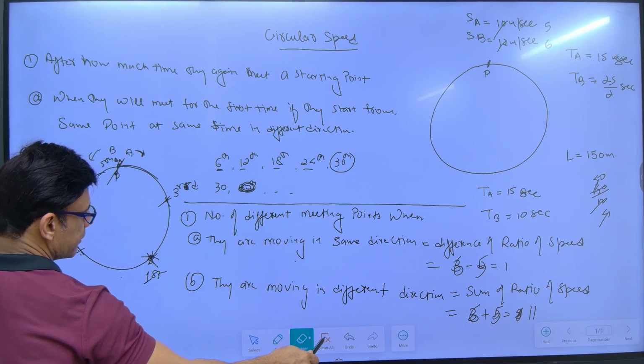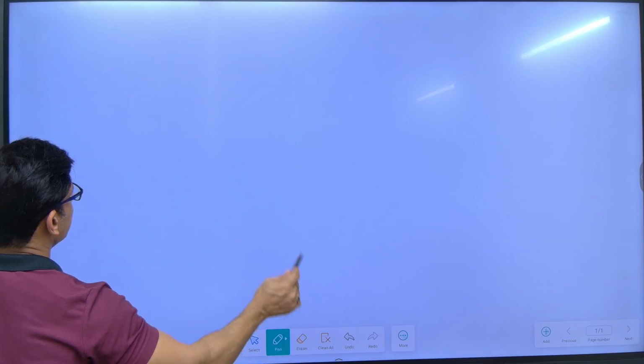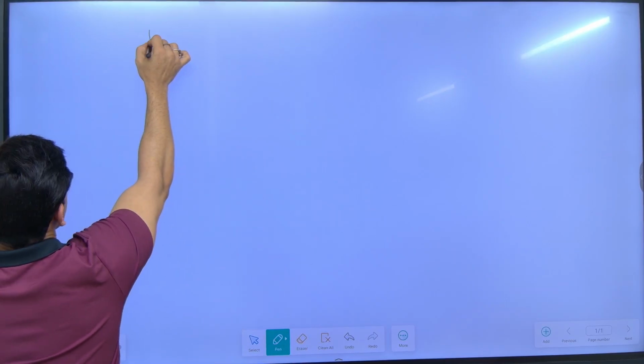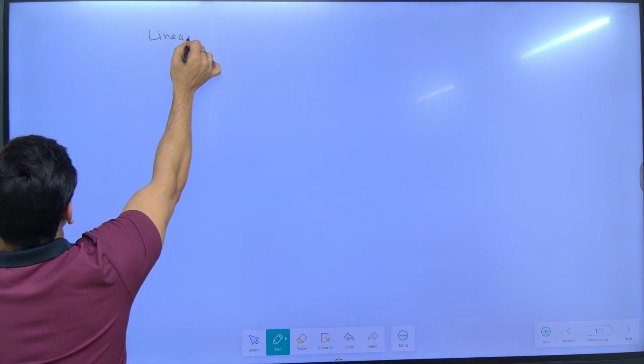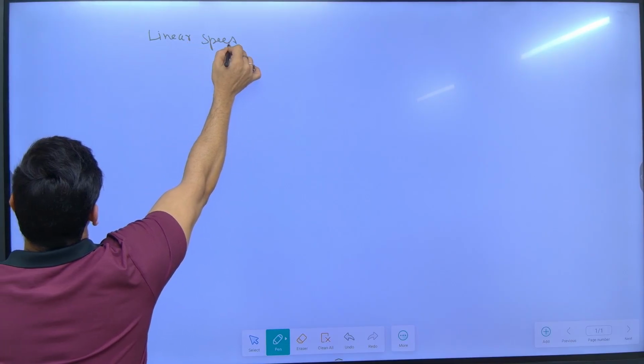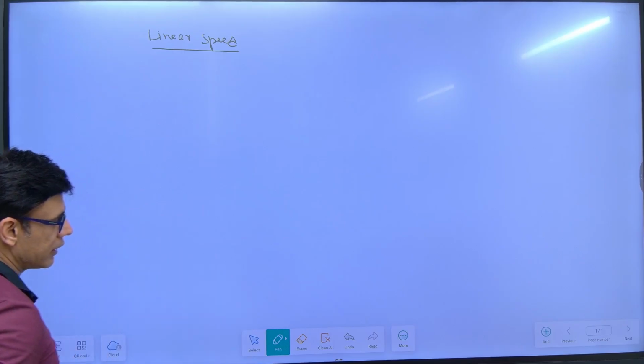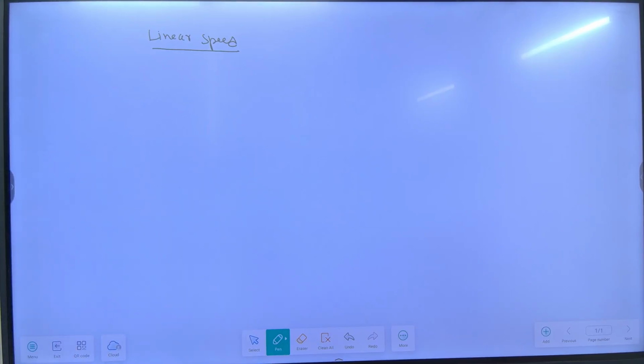Done. This is the first. Second is linear speed. So in linear speed, it's basically the concept of race, right? When two people or three people are running in a race, right? Well, it will be two cases.